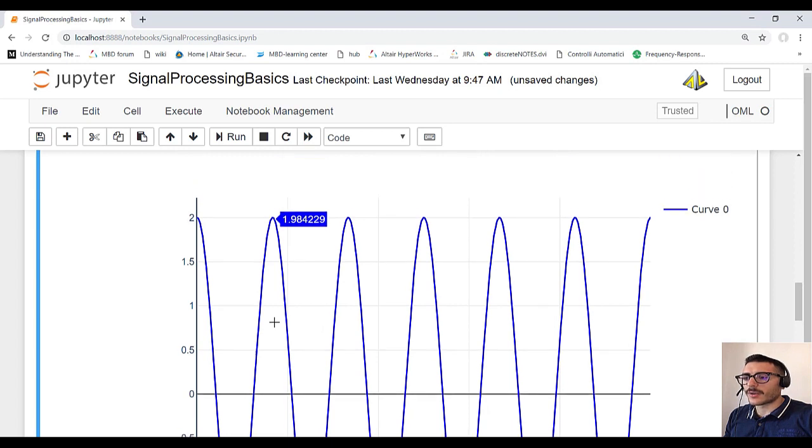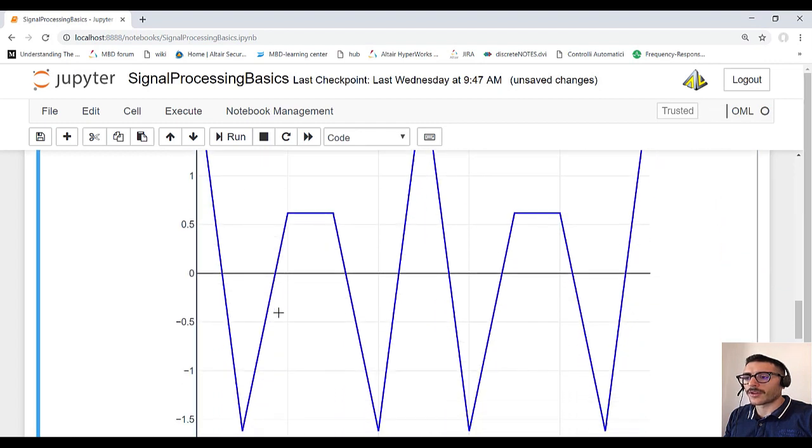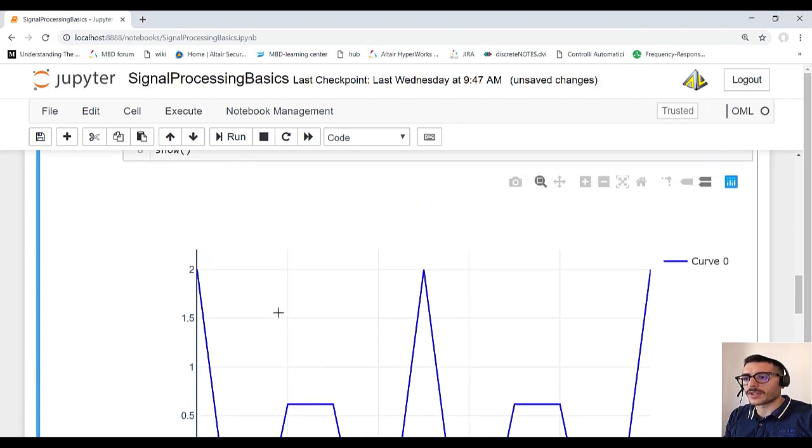Instead, if I increase the sampling time to 0.1, what I get is a signal which is not smooth at all, and we cannot even recognize that it's a cosine, even though we are still plotting a cosine.